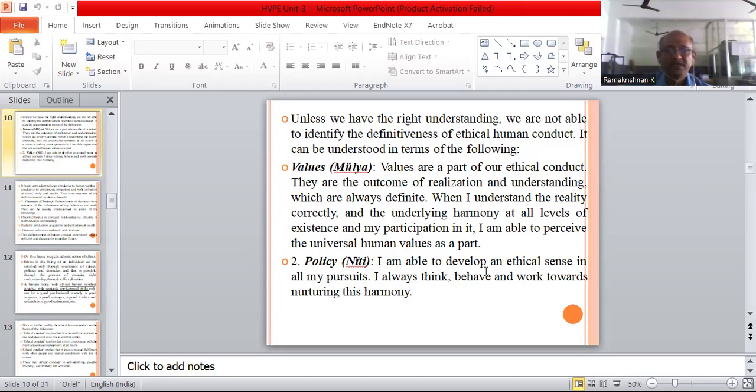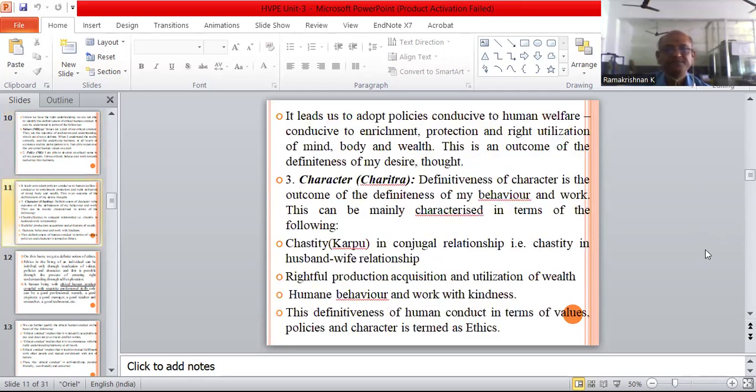So in all our action, we have to approach a particular ethical sense. We have to think and behave towards nurturing human harmony in all ways. That is the character. So character-wise, the definitives is expressed in our behavior, in our work.